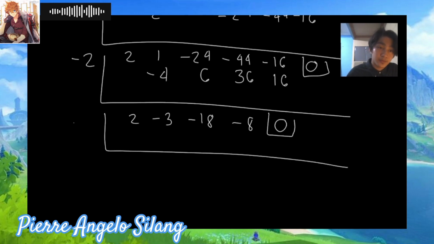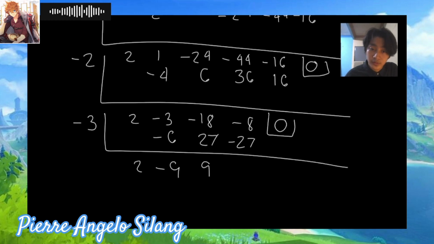So let's try negative 3. Bring down 2. 2 times negative 3 is negative 6. Negative 3 plus negative 6 is negative 9. Negative 9 times negative 3 is 27. Negative 18 plus 27 is 9. 9 times negative 3 is negative 27. And negative 8 plus negative 27 is negative 35. Therefore, negative 3 is not one of our zeros.